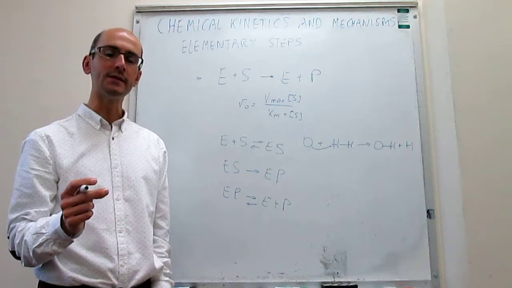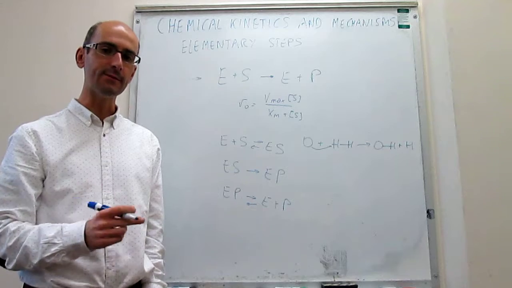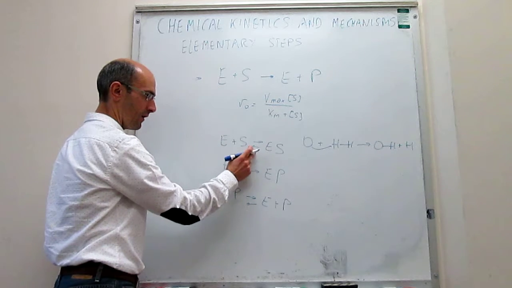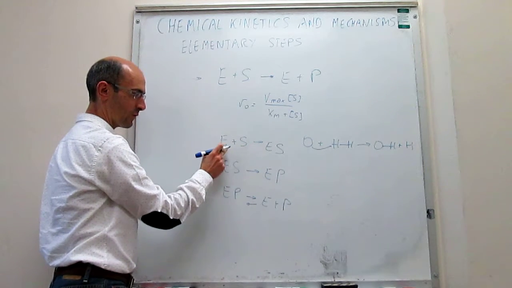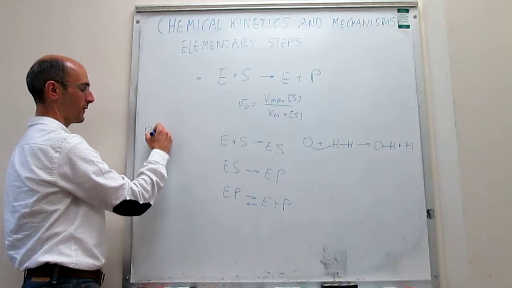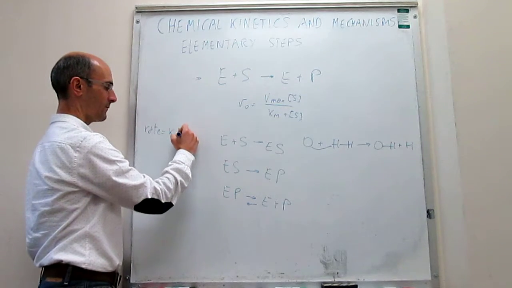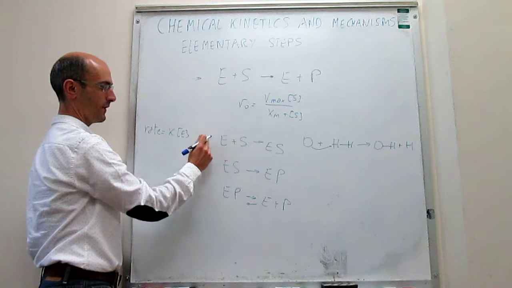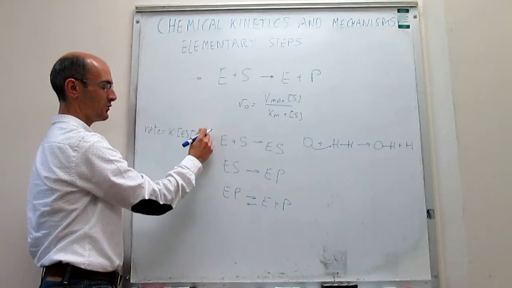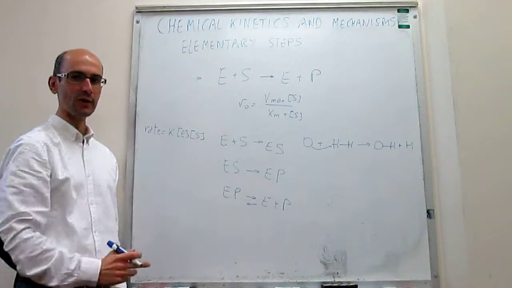When you have an elementary step, you can write the rate law for that elementary step just by looking at the reaction stoichiometry. For example, if we were to write the rate law for just this step, not the reversible one, but enzyme plus substrate to ES, the rate is simply the rate constant multiplied by the concentration of enzyme to the power of the stoichiometric coefficient, which is just 1, times the concentration of substrate to the power of the stoichiometric coefficient, which is just 1. This is the rate law for this particular elementary step.